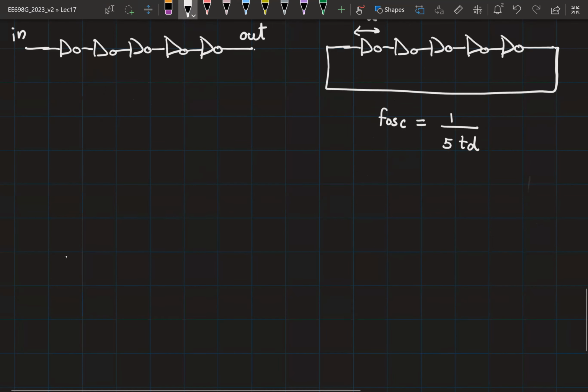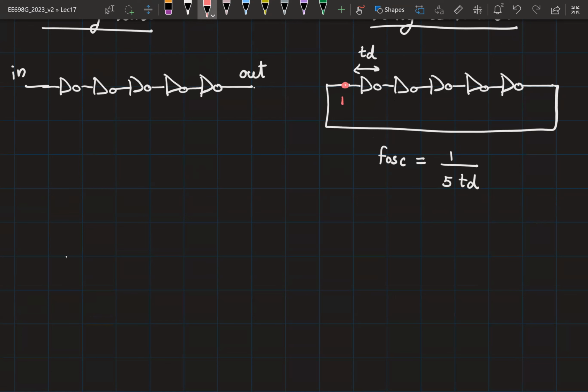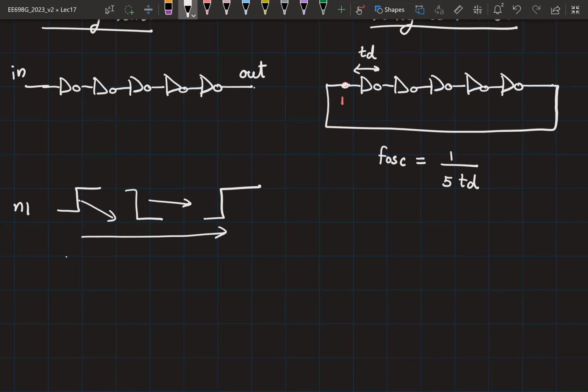So then let's analyze this. Let me call this node 1 and this is 5. So if there is a rising edge at N1, this rising edge is going to result in a, so 1 and 5 are same, right? So this rising edge is going to result in a falling edge at N1, correct? Now this falling edge has to again result in a rising edge. This forms one period, right?